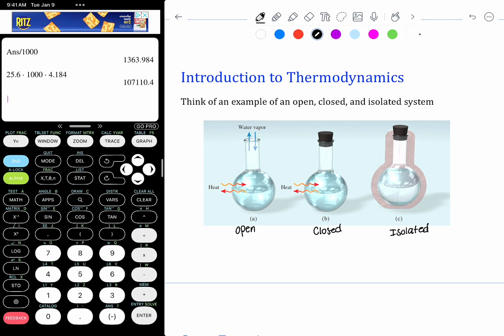what I want you to do is think of an example of each type of system, open, closed, and isolated, that you know from daily life. And I promise you probably have one sitting very close to you if you're watching this at your desk. So think of an open system, a closed system, and an isolated system.